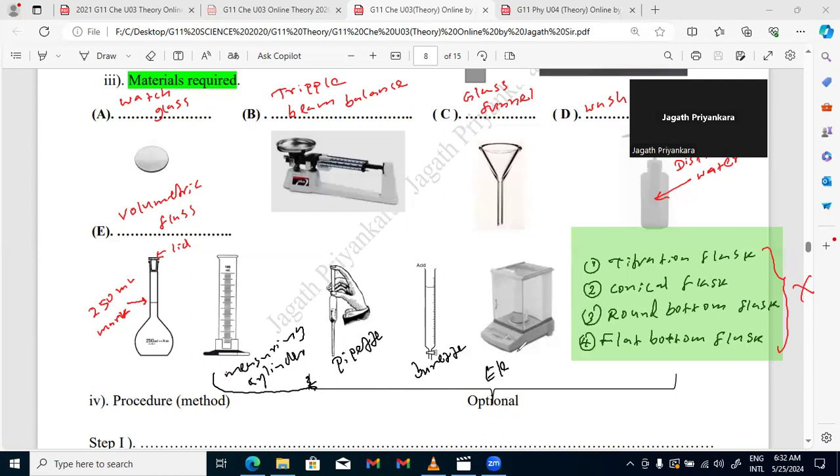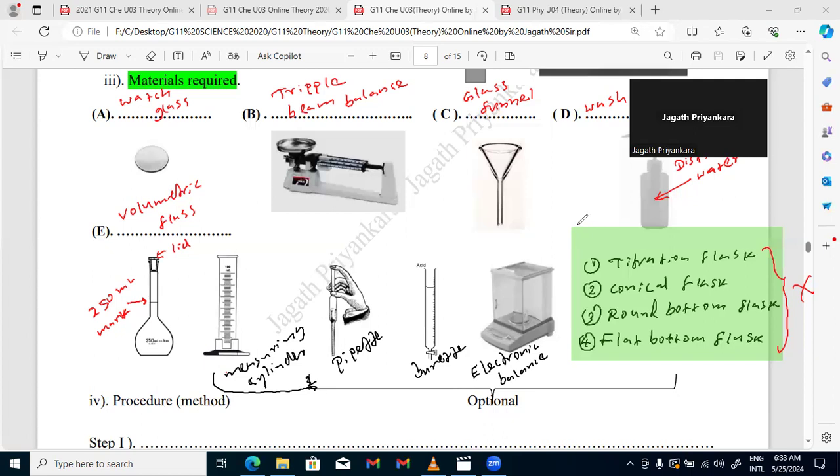Electronic balance. That is very easy to handle compared to the triple beam balance. Electronic balance is also accepted in the exam, instead of the triple beam balance. What is this called? Electronic balance.